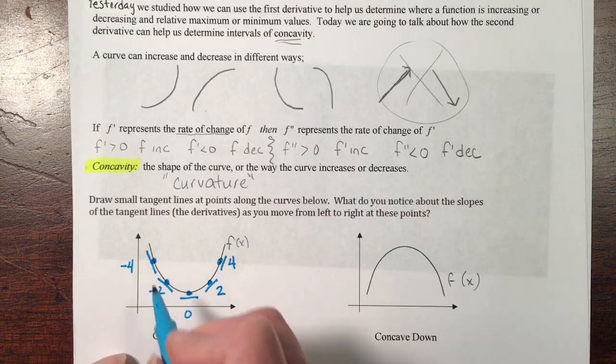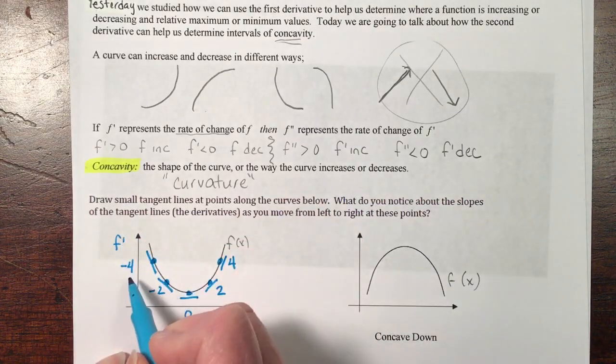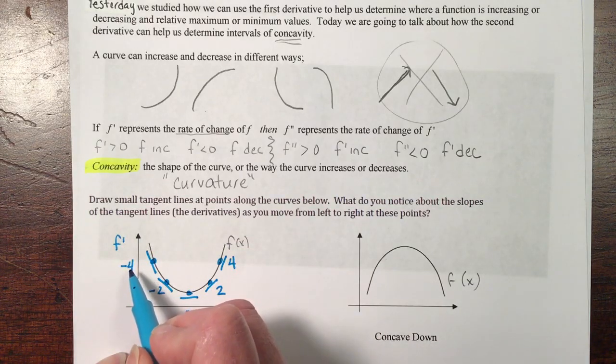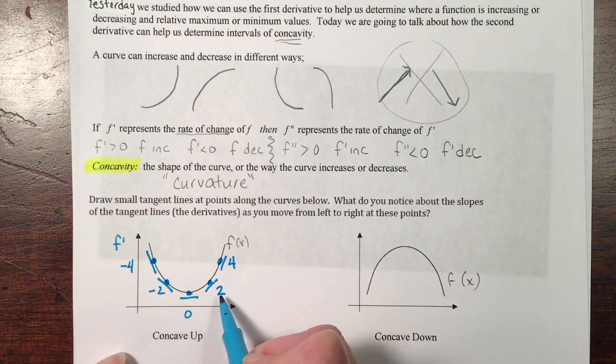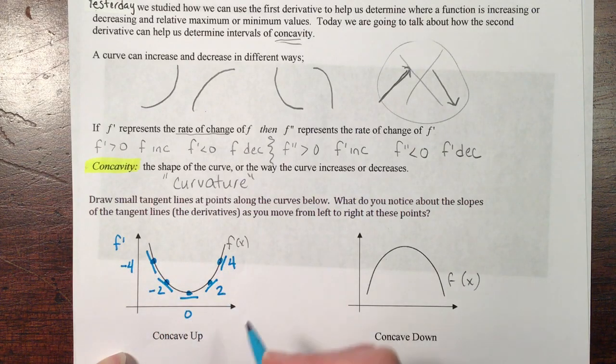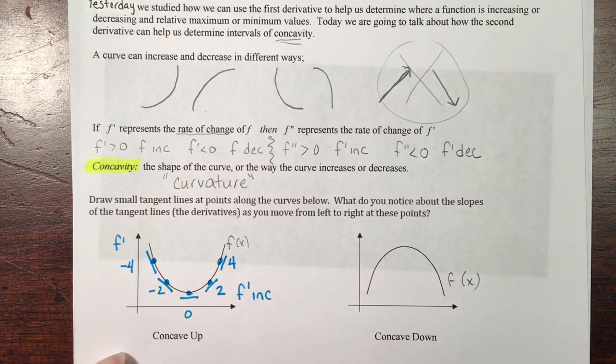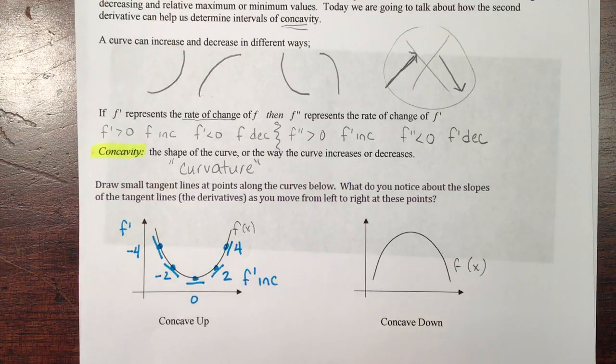Okay. So if I move from left to right, what can you say about f prime? It goes from -4 to -2, 0, 2, 4. What's happening with those numbers? They're getting bigger. So in this case, f prime is increasing. When f prime is increasing, we call that curvature concave up.